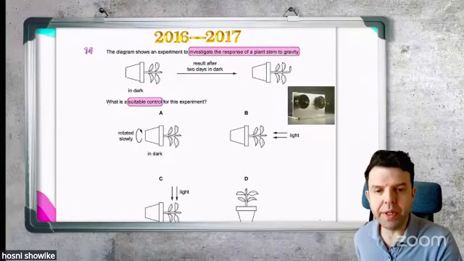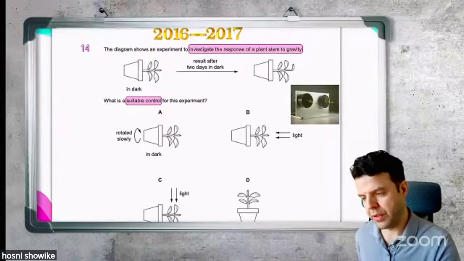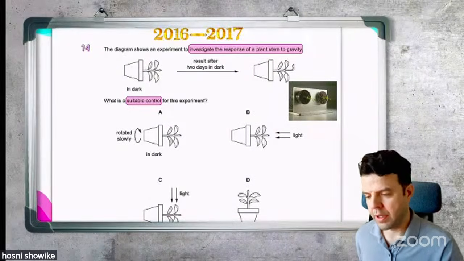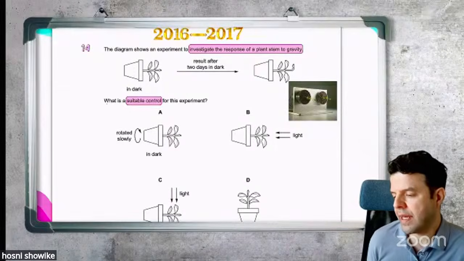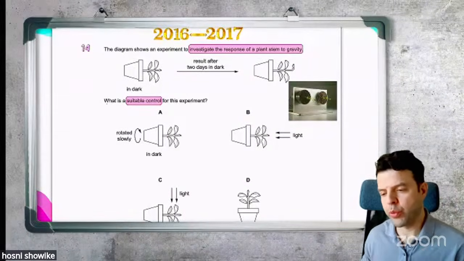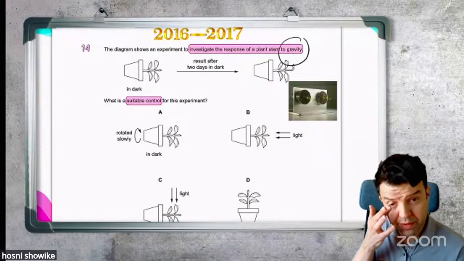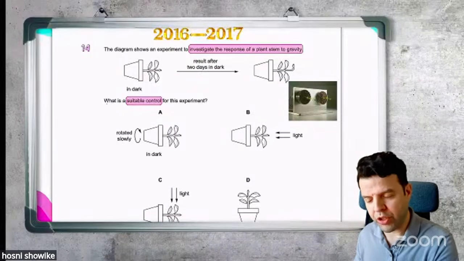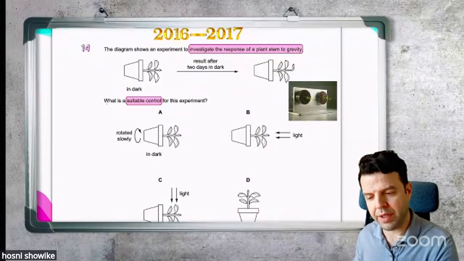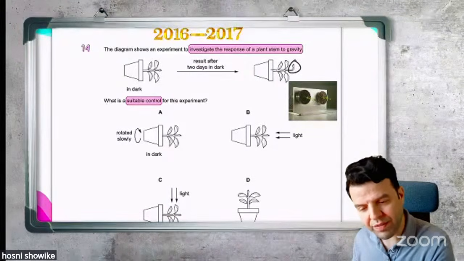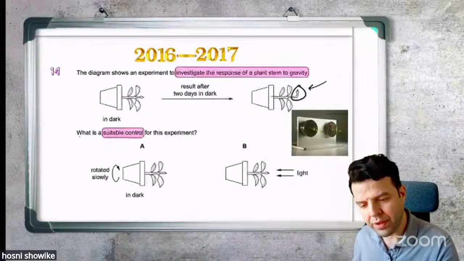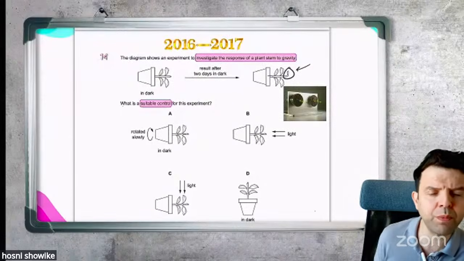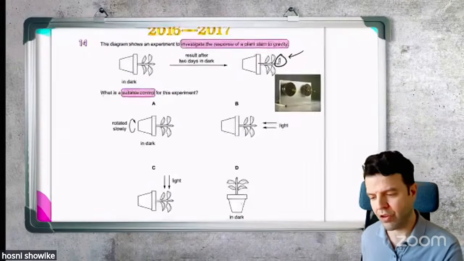Now, again, one controlled experiment. And I think you got something like this in paper 4. What is a suitable control for this experiment? We are to study the effect of gravity, okay? This is the original experiment, where you have dark and you'd expect it to go against gravity. Do you see it? It's pretty small. See it? It's growing against gravity, upward like this. I want a controlled experiment that proves that gravity is necessary.